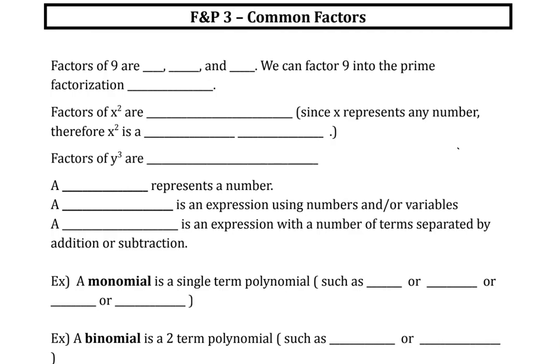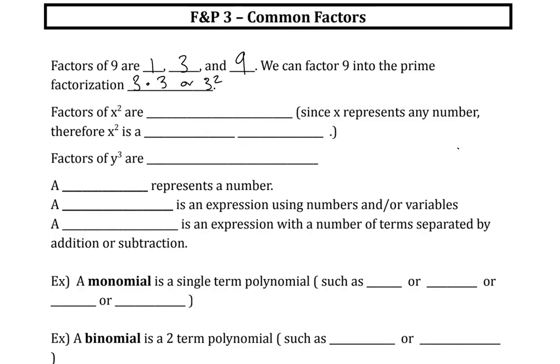So just as a reminder of what a factor is, an example would be the factors of 9 are 1, 3, and 9. Because 1 times 9 is 9, and 3 times 3 is also 9. We can factor 9 into the prime factorization 3 times 3 or 3 squared.